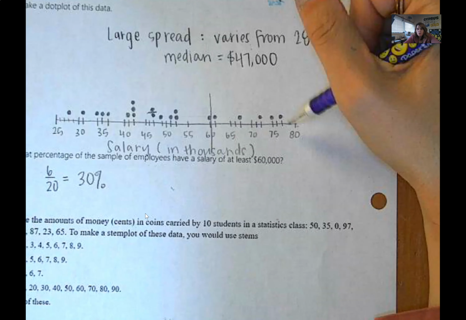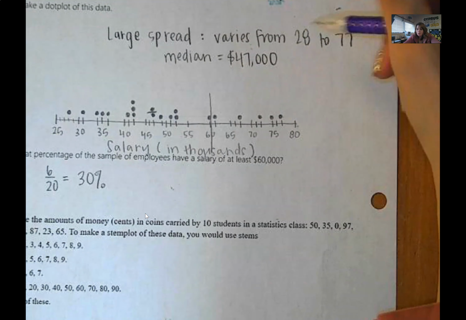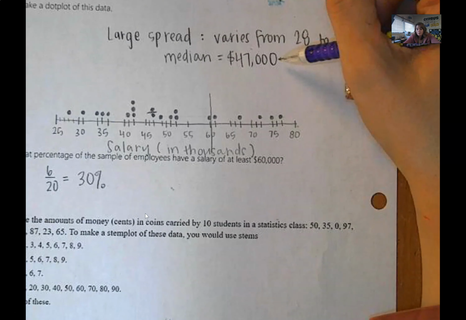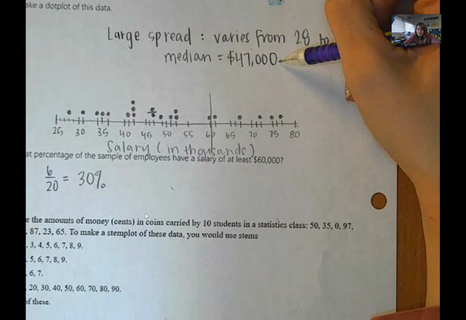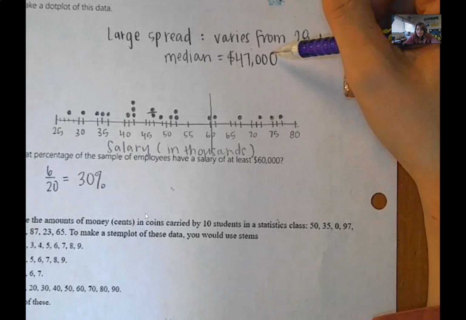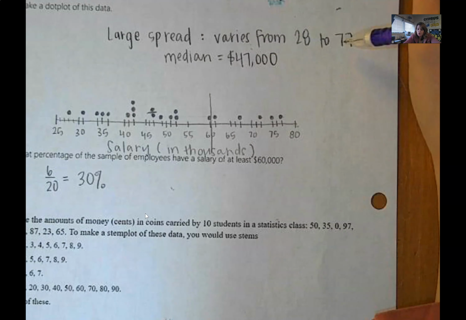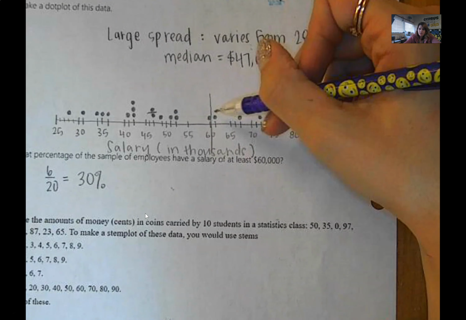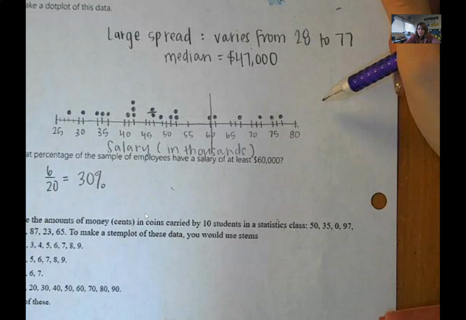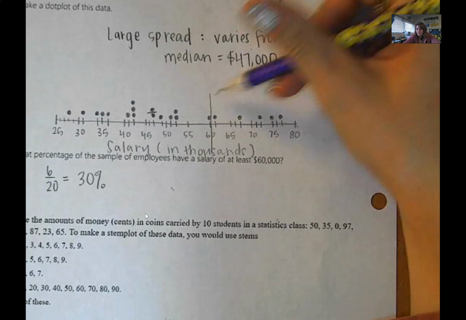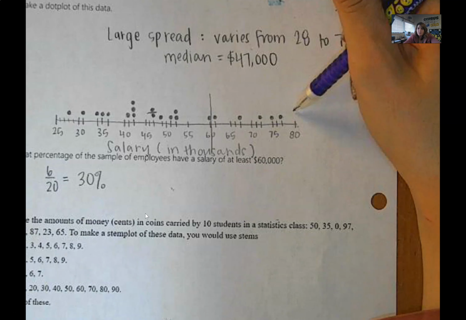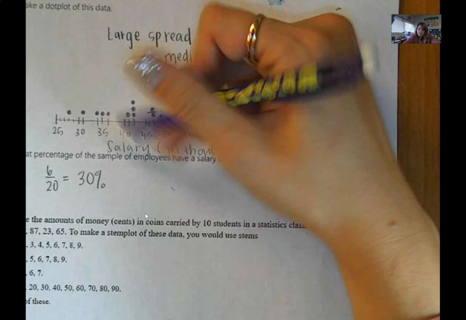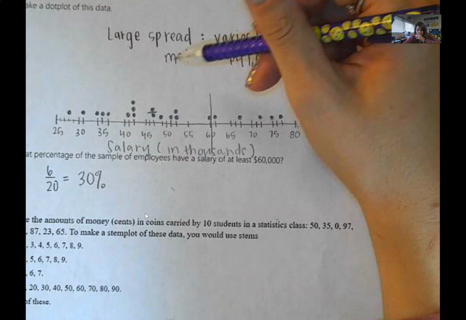So shape, there's nothing special about it. Spread is very large. It goes from 28 to 77. Center is about $47,000. And then the last thing is, are there any unusual points? I would say anything from where I've marked. So from about 60,000 on, I'm wondering if these are what we would consider to be outliers. These salaries seem much higher than the rest of the salaries for this company.